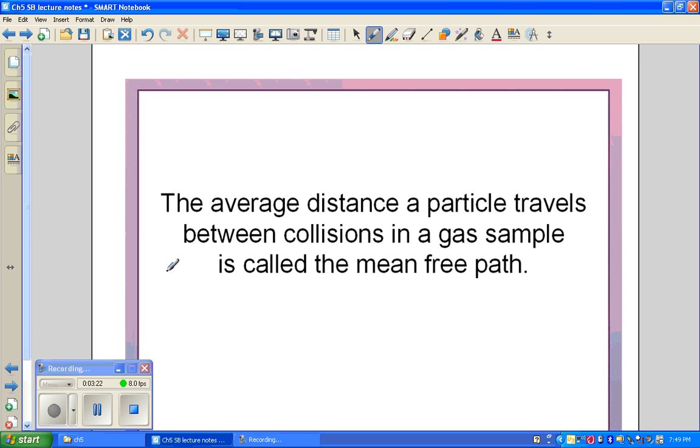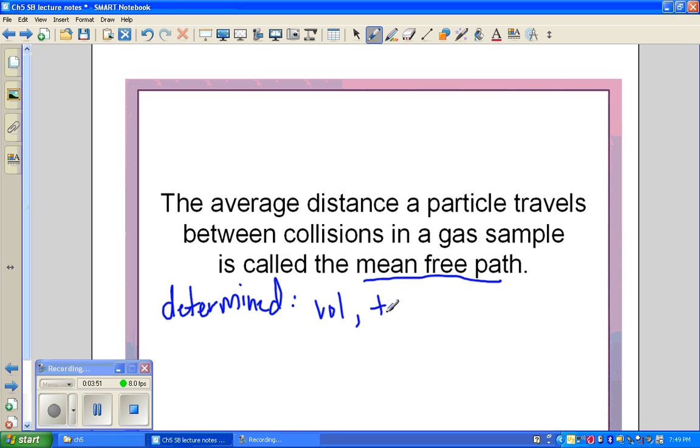The average distance a particle travels between collisions in a gas sample is called the mean free path. So all this is how far they are moving. Some of the things you should be thinking about: what is this determined by? Well, it's going to be determined by our volume. What is the space of the container? Where is that gas traveling?